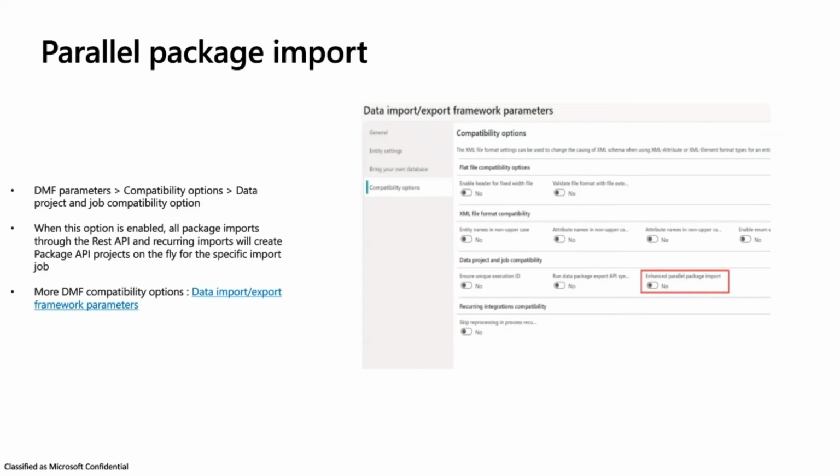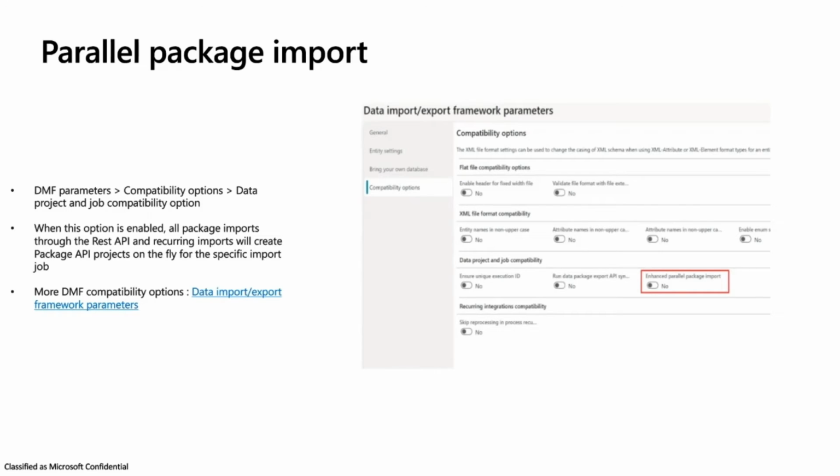So we have overcome that limitation by providing an enhanced parallel package import framework. You can enable it from your data import and export framework parameters compatibility option. Once you turn on this checkbox, you should be able to import multiple packages for the same data project, same entity. How it will behave is that it will ignore the data project ID parameter you are sending as input, and it will create a new data project for each of those imports. So yeah, please test this out.